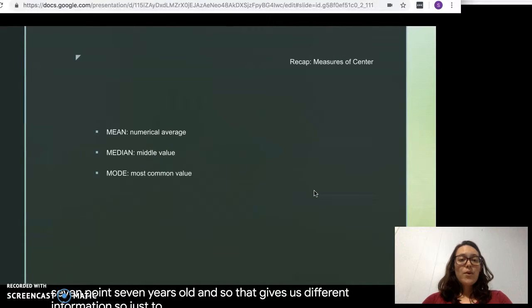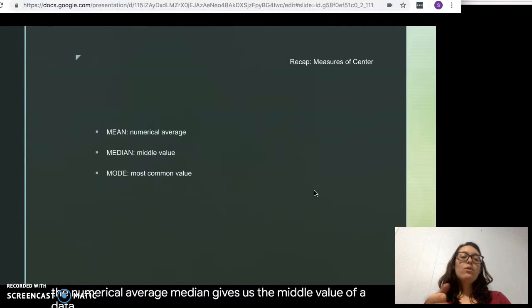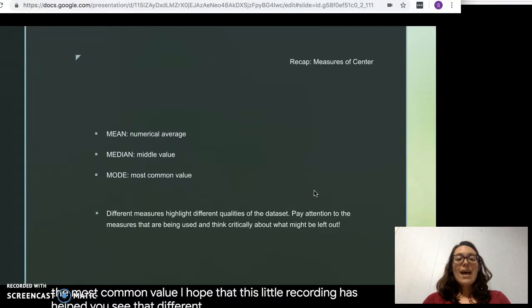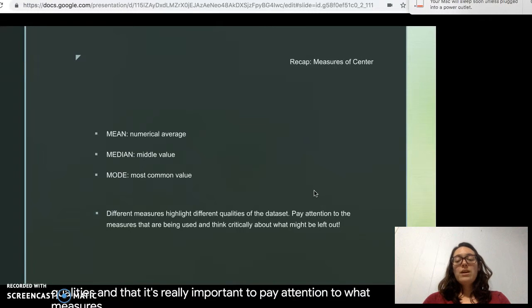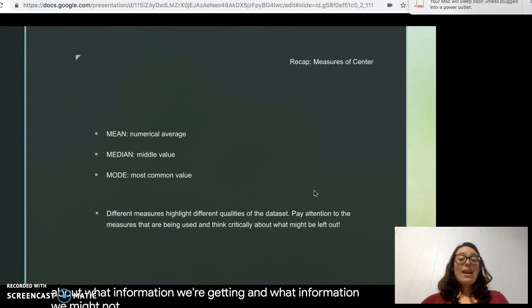Just to recap, we talked about mean, which is the numerical average. Median gives us the middle value of the data, and mode gives us the value that appears most often, the most common value. I hope that this little recording has helped you see that different measures highlight different qualities, and that it's really important to pay attention to what measures are being used, because it'll help us think critically about what information we're getting and what information we might not be getting.